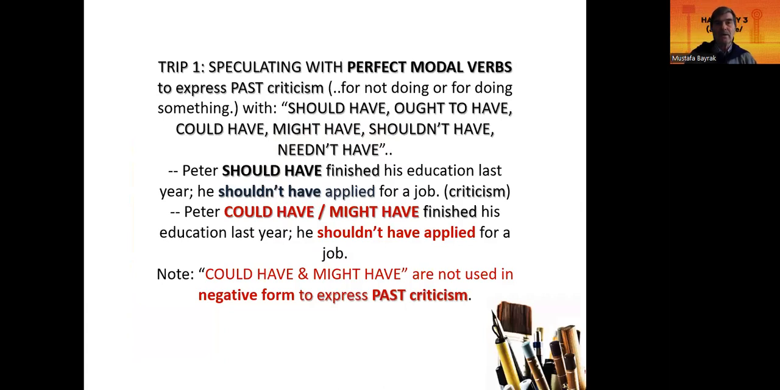Trip 1: speculating with perfect modal verbs to express past criticism for not doing or for doing something, especially should have or shouldn't have. Both positive and negative forms are possible and useful. Ought to have is also 100% true, but it is really difficult to say and not very common. It is 100% true to make a modal perfect sentence with ought to have plus verb 3. Could have, you are familiar with them, in fact.